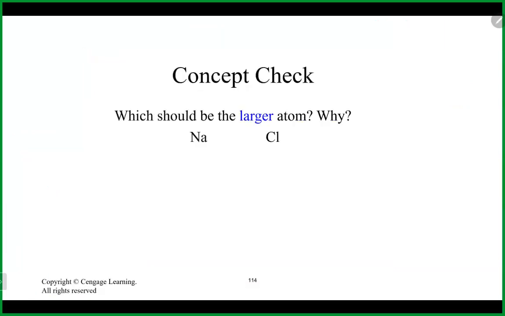All right, so which should be the larger atom between sodium and chlorine? If we look on the periodic table, they are in the same period, and we see chlorine further to the right, which means it has higher electronegativity, higher electron affinity, higher ionization energy, and higher effective nuclear charge, which means it's going to drag all its electrons much closer to the nucleus than sodium would, which is further to the left. So sodium here should be our larger atom. Any questions on that there?